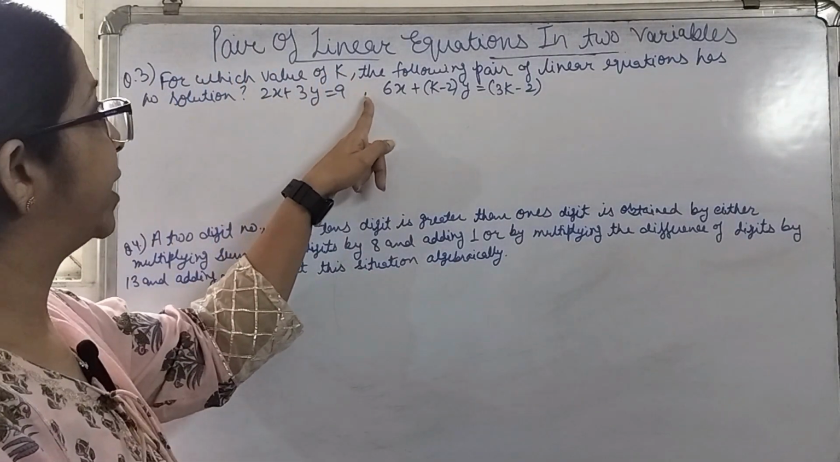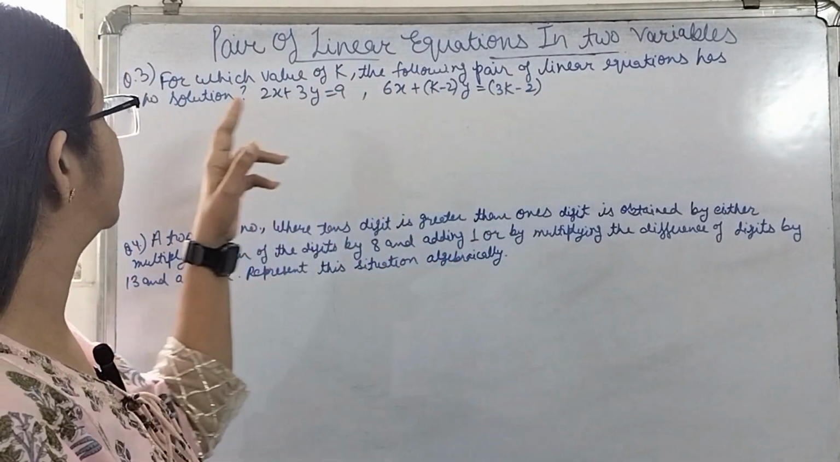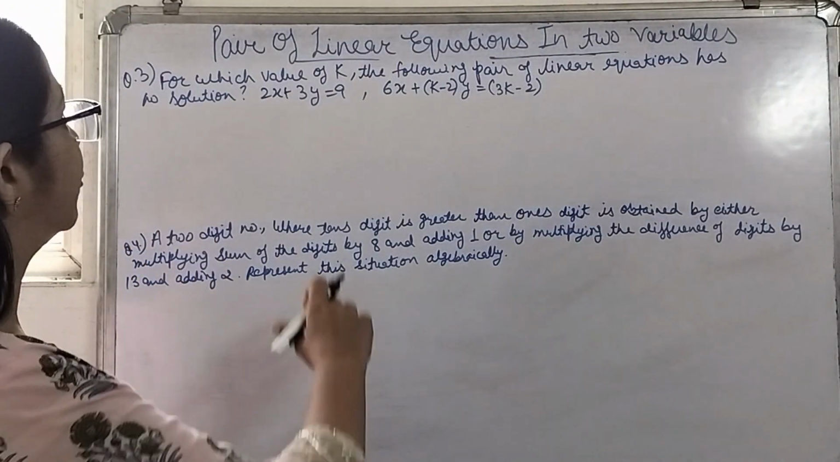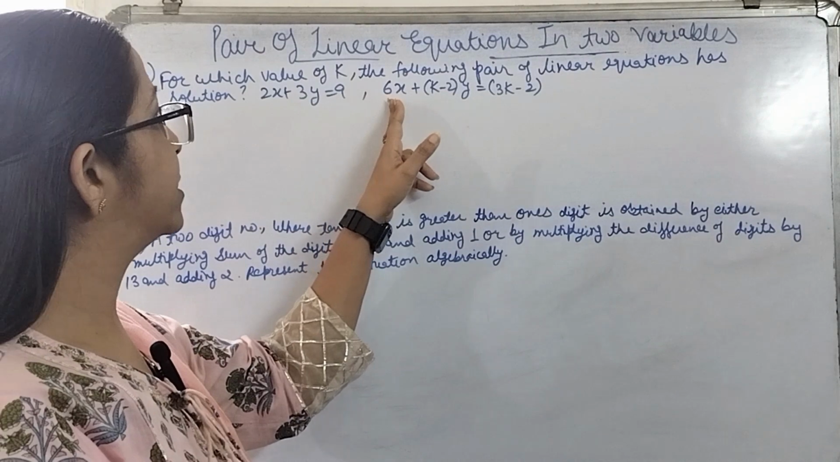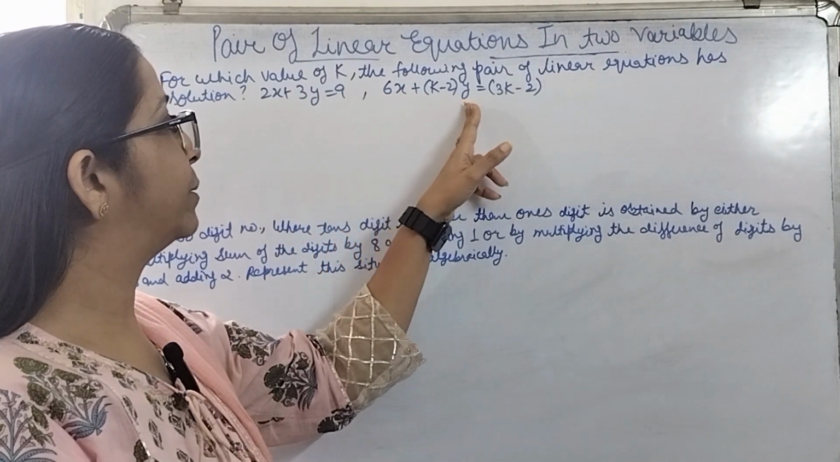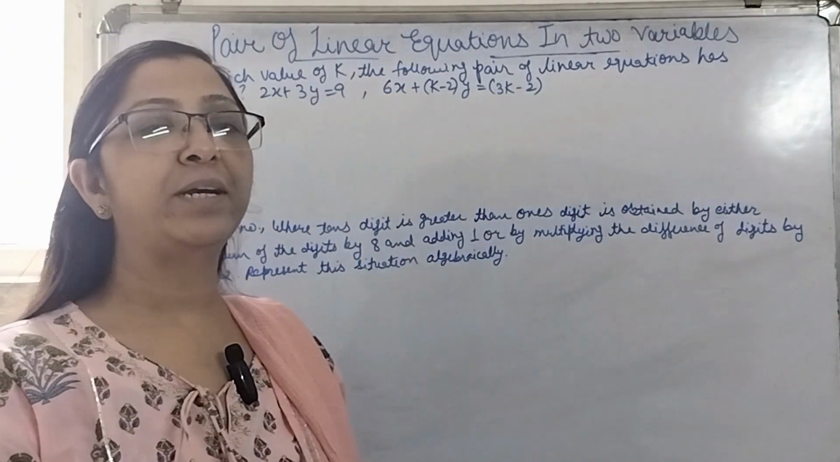For which value of k does the following pair of linear equations have no solution? One equation is 2x + 3y = 9 and the other equation is 6x + (k - 2)y = 3k - 2.